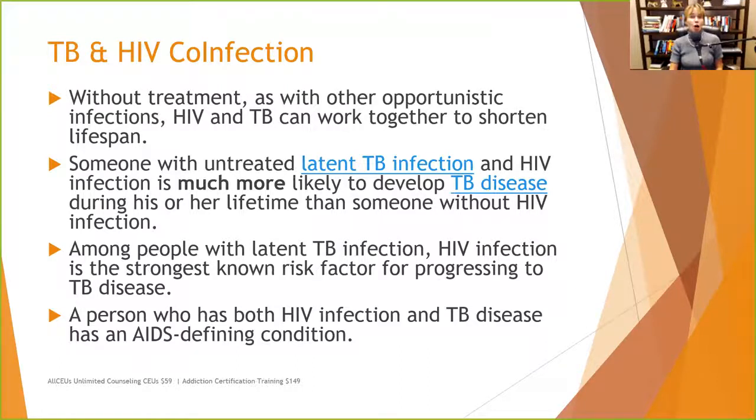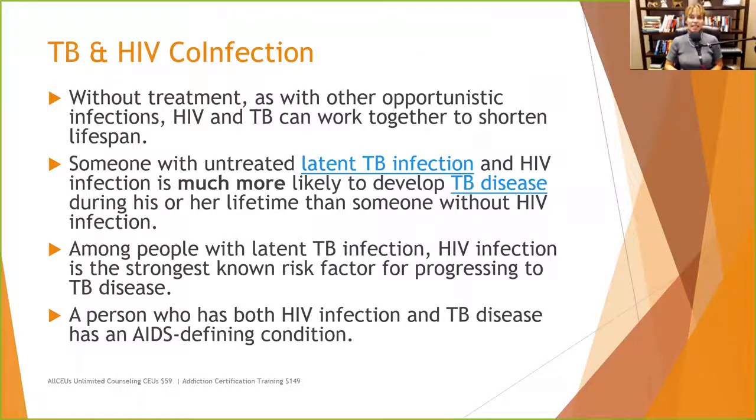TB and HIV co-infection. Without treatment, as with any other opportunistic infection, HIV and TB will work together to shorten the lifespan. Someone with untreated latent TB infection, so they don't have symptoms of TB, but they've got HIV, is much more likely to develop TB disease during his or her lifetime than someone who isn't immunocompromised. Among people with latent TB infection, HIV infection is the strongest known risk factor for progressing to TB disease.